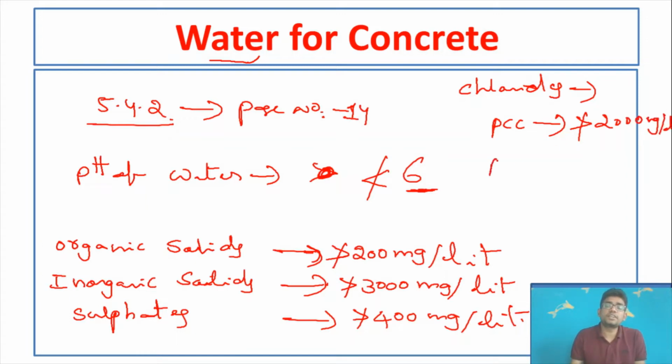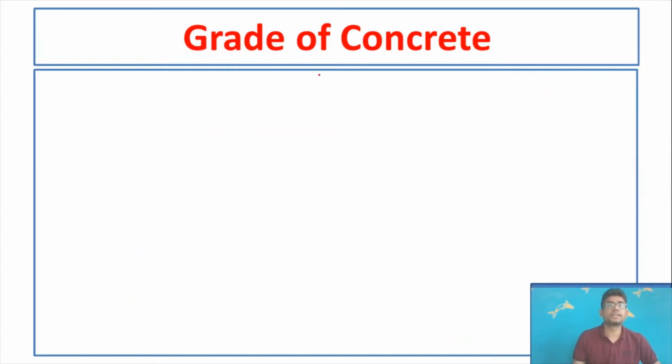And if you are using it for the RCC, it should not exceed 500 mg per liter. Okay, so this is about the various parameters we require to use the water in the concrete. Next one, grade of concrete.